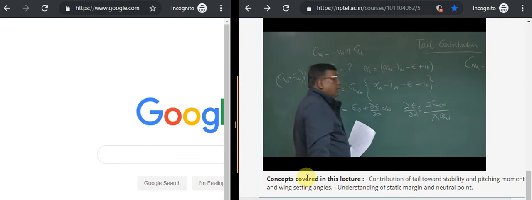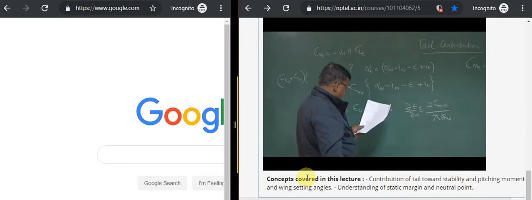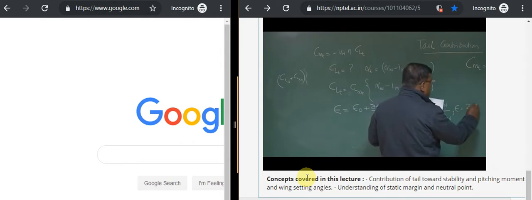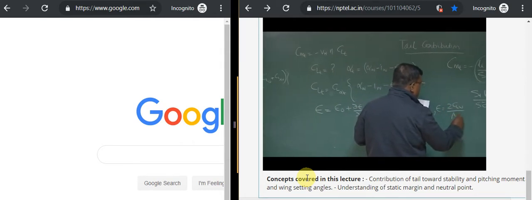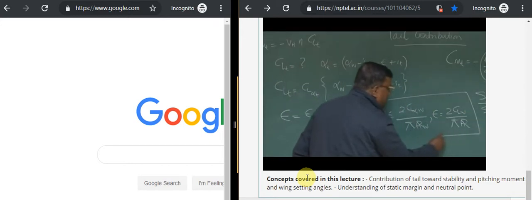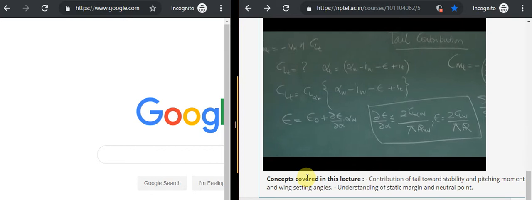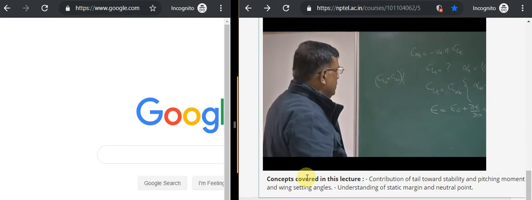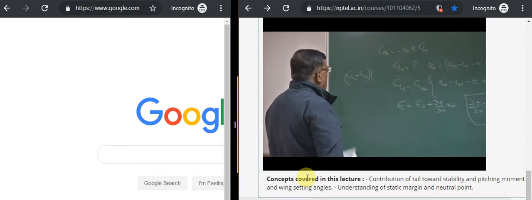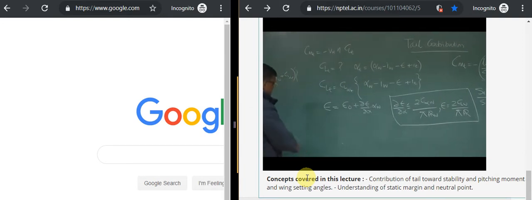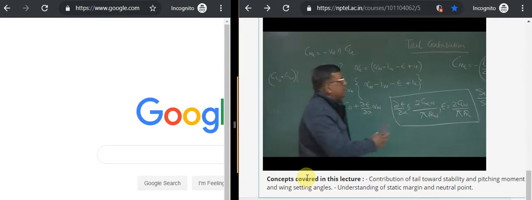We're assuming that e is 1, and epsilon I can write as 2CL wing by pi aspect ratio. Please take this. You can read some book. You can read my first lecture on Introduction to Airplane Performance, or any good aerodynamics or flight mechanics book will give this expression. We will see how to use these things. So once I have written this, let me go a step forward.